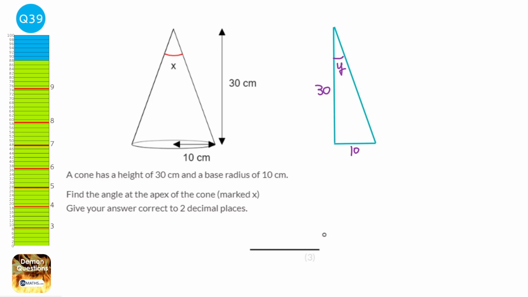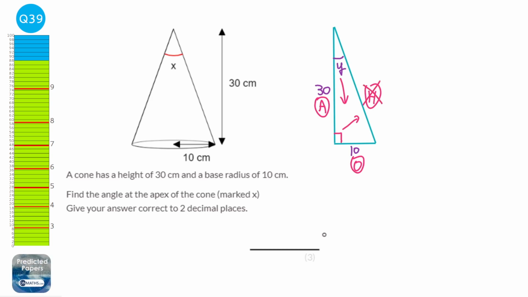So first step with trigonometry is, well, find out where the right angle is, which is there. And the one opposite the right angle is the hypotenuse. The one opposite the marked angle is the opposite. And the one between the right angle and the marked angle is the adjacent. In this question, we're not using the hypotenuse because there's no letter or number next to it.